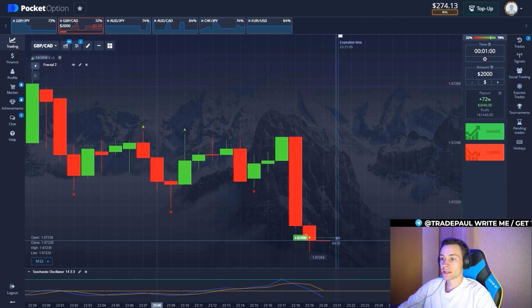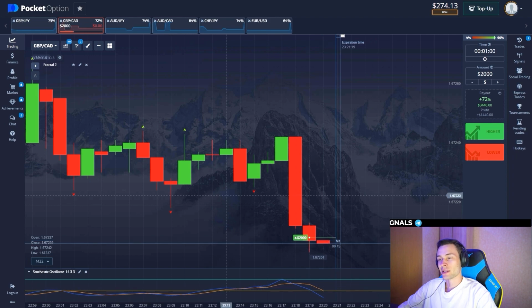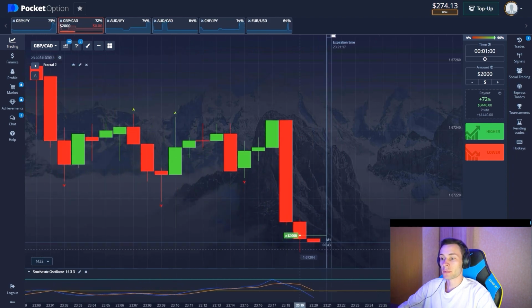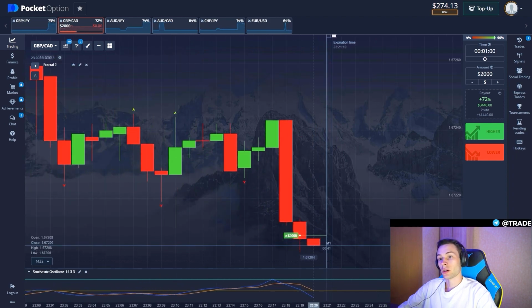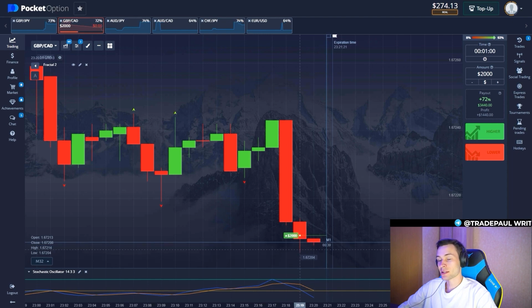So where is it going to go after this strong dump, after these red candles? I think a small price pullback should take place. We have a lot of signals for that, like the crossing of the overbought zone on the stochastic, and let's watch, guys.